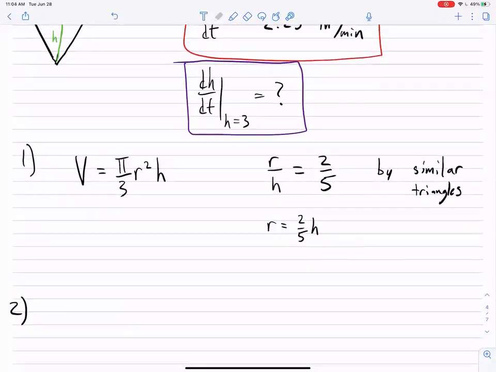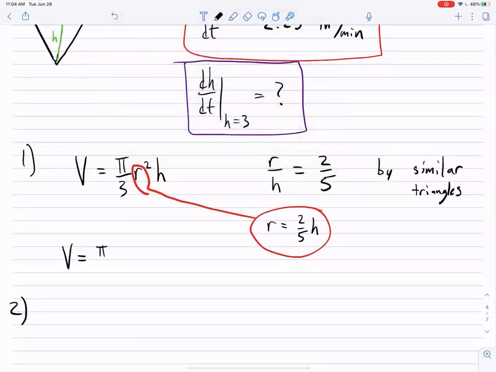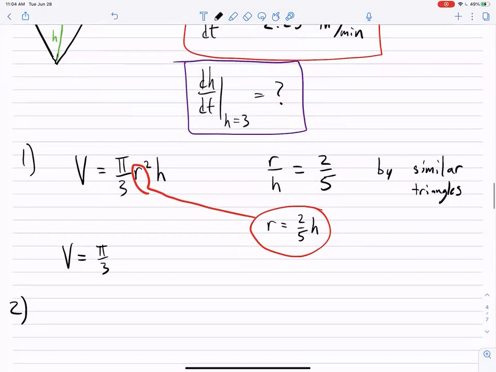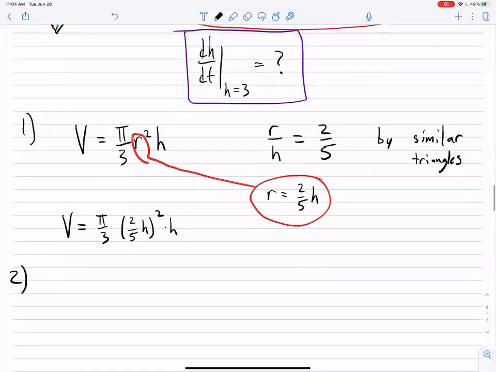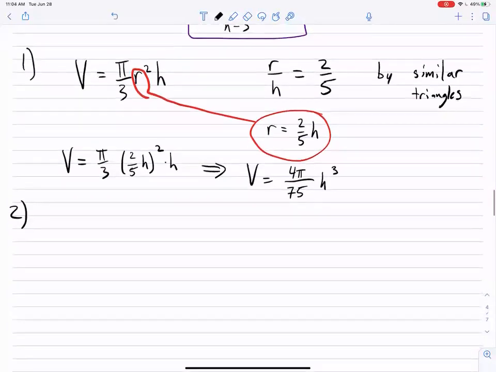So let me plug this in for r right here, and we get an equation just in terms of h. So v is equal to pi over 3 times 2/5 h, squared, times h. We can just leave it like that, or you can simplify it. It's not that hard to simplify. Let me just simplify it real quick. Combining all the numbers, we get 4 pi on top. On the bottom, we get 25 times 3, so 75, and then h cubed. So v is equal to 4 pi over 75 h cubed.